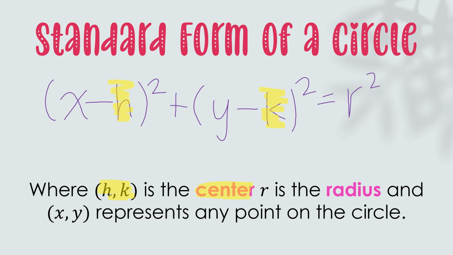R is going to be the radius. So when you look at it, they're going to be giving you the radius squared. So be really careful that you look, if you're trying to identify the radius, you're going to have to take the square root of r. X and y will represent all of the points on the actual circle.